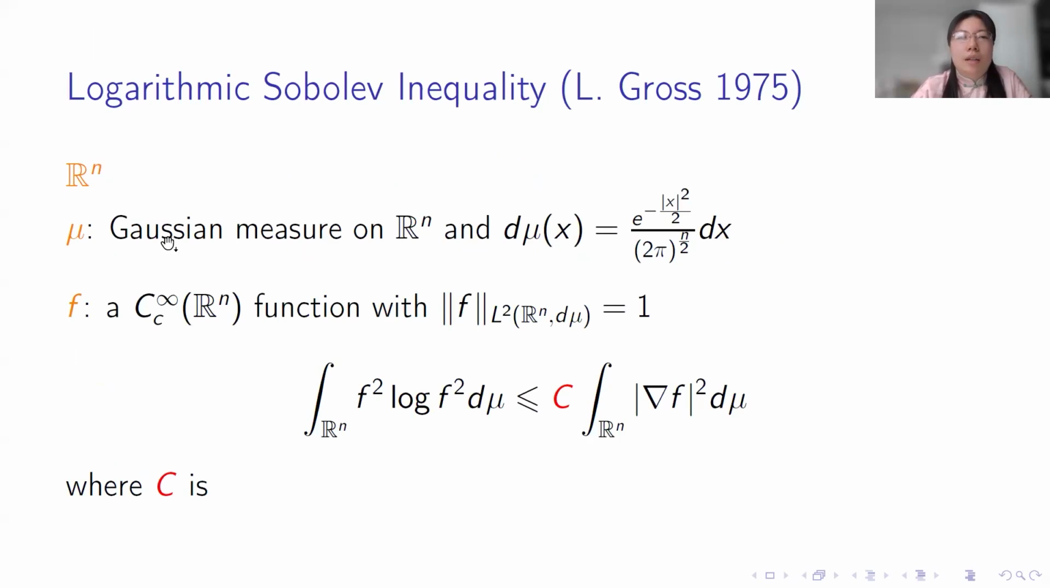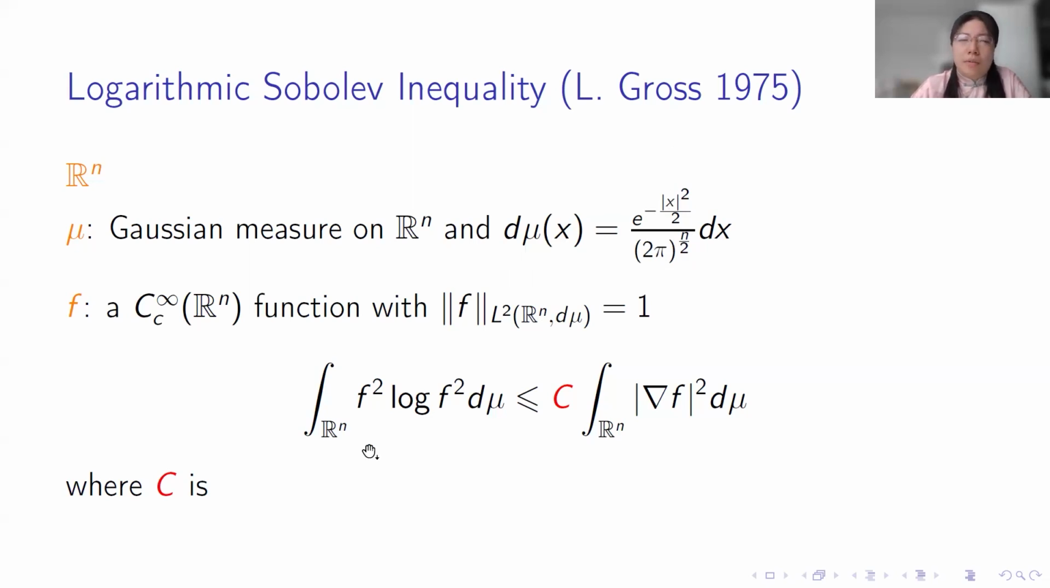So first, let's recall the log Sobolev inequality on Rn. This was first introduced by Gross in 1975. So on Rn, if we take a Gaussian measure, this is a probability measure, and it has a nice smooth density with respect to the Lebesgue measure as our reference measure. Here we have the Gaussian density. But from another perspective, this is the heat kernel at time t equals 1 for the Laplacian on Rn.